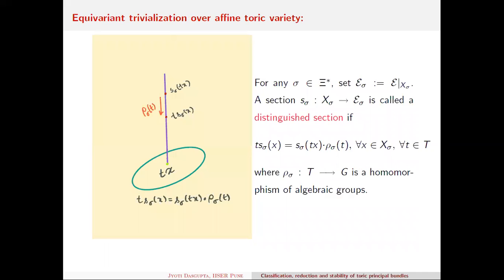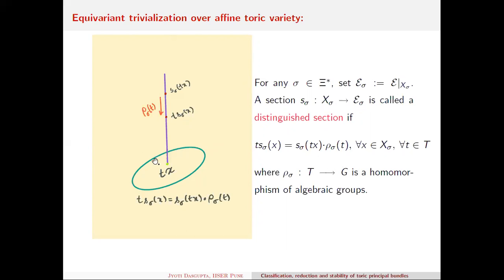So now we want to classify these toric principal bundles over toric varieties. But then the key is to first look at these affine pieces. So we first restrict our attention to this affine piece X sigma, and we call the restriction of the bundle E sigma. Then we talk about distinguished sections. These are sections whose behavior under the torus action is determined by some homomorphism T to G.